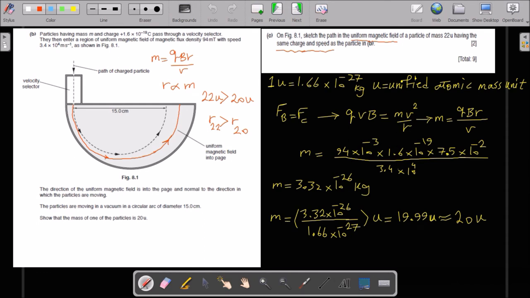Part B, particles having mass m and charge positive 1.6 times 10 to the power negative 19 coulomb pass through a velocity selector. They then enter a region of uniform magnetic field of magnetic flux density 94 millitesla with a speed of 3.4 times 10 to the power 4 meter per second. The direction of the uniform magnetic field is into the page and normal to the direction in which the particles are moving. The particles are moving in a vacuum in a circular arc of diameter 15 centimeter. Show that the mass of one of the particles is 20 u.